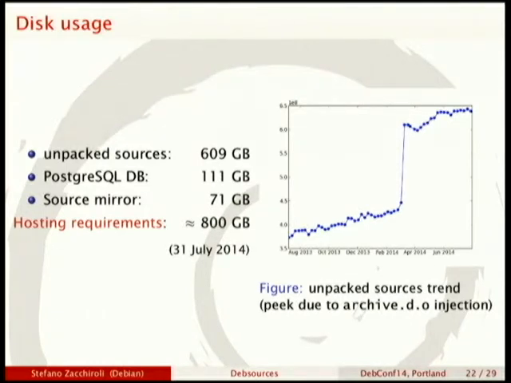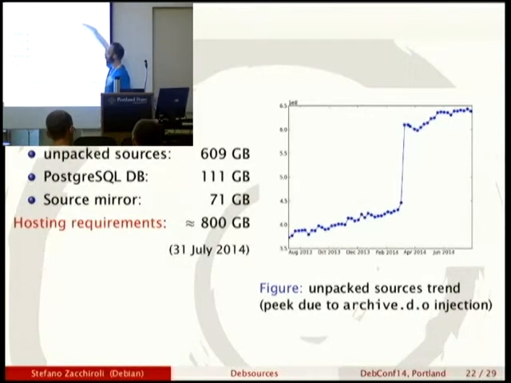The source mirror, in the end, is the smallest thing we have. It's 70 gigs. And in total, we are well under a terabyte of data. So that's not that big for today's requirements for hosting a significant service. This is the evolution of disk usage over time. And the peak here is when I injected all the historical releases. This is not 0. This started at 3.5, so it's not like we went 10 times up when I injected all the historical releases.